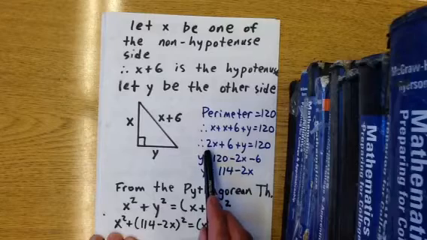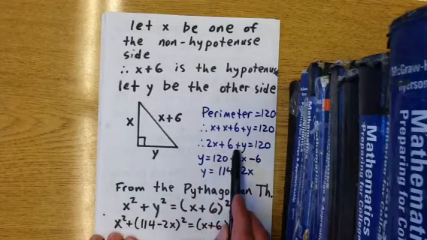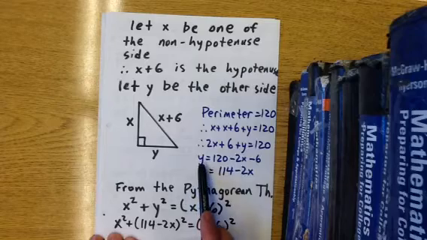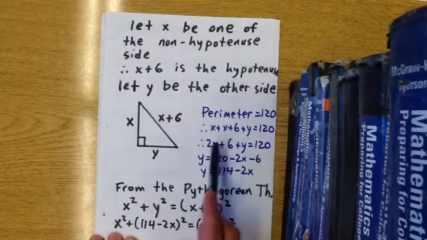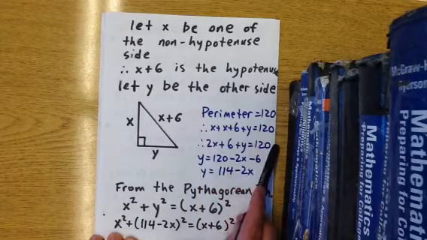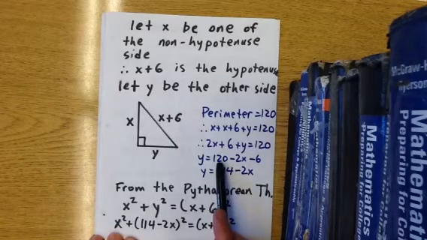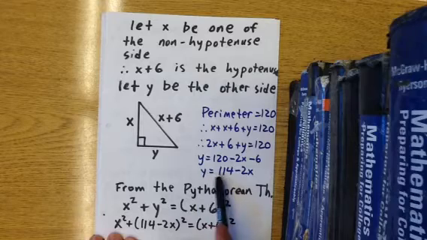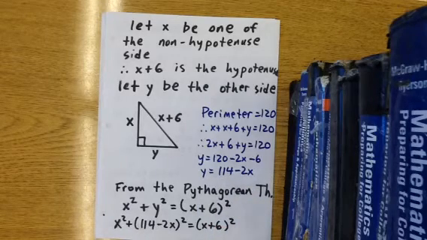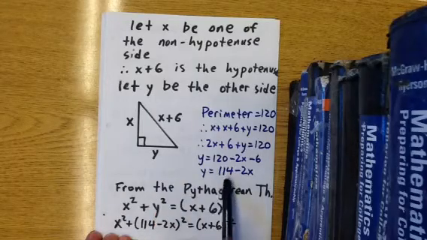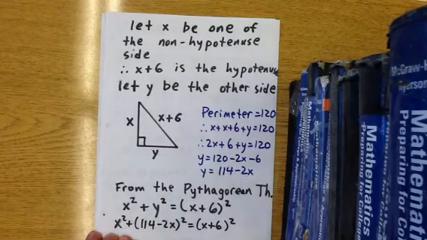Simplifying the left-hand side, we get 2x plus 6 plus y equals 120. Well, we can isolate y and say y is equal to 120 minus 2x minus 6. Okay? And when we simplify this a little bit, we get y equaling 114 minus 2x. So really, we don't have to think of this as y, we can think of it as 114 minus 2x.